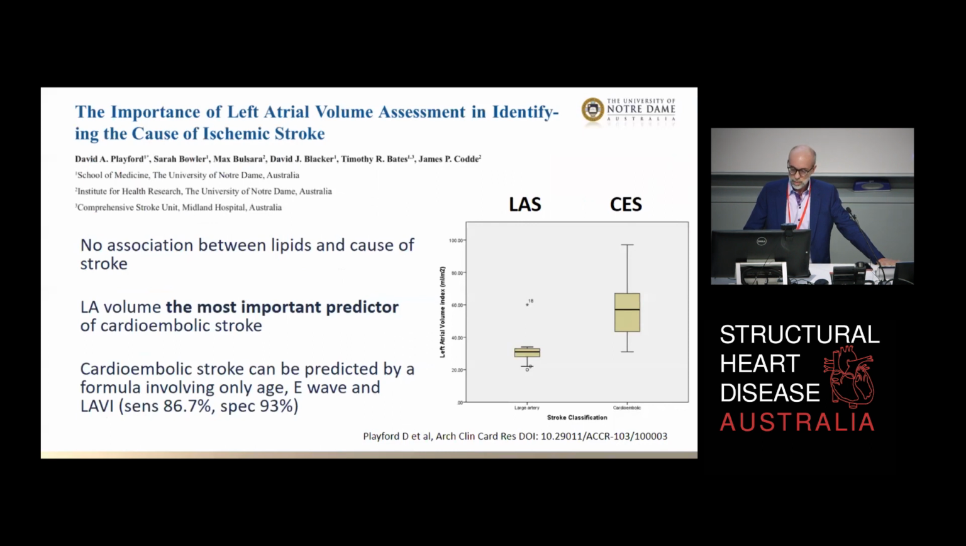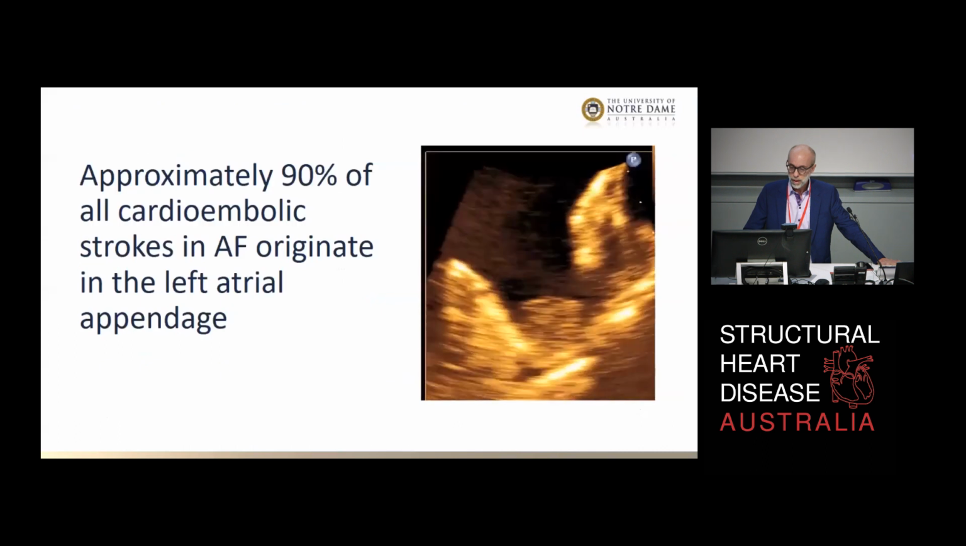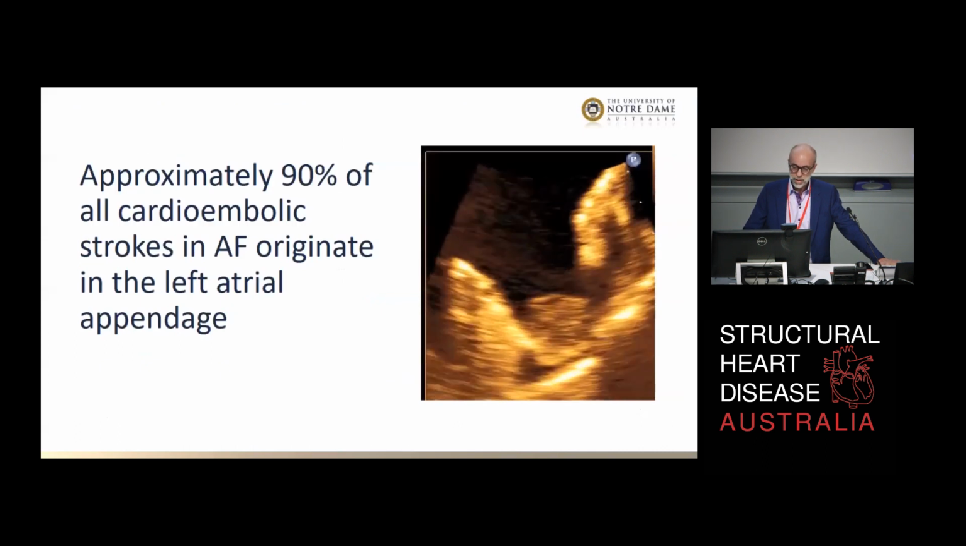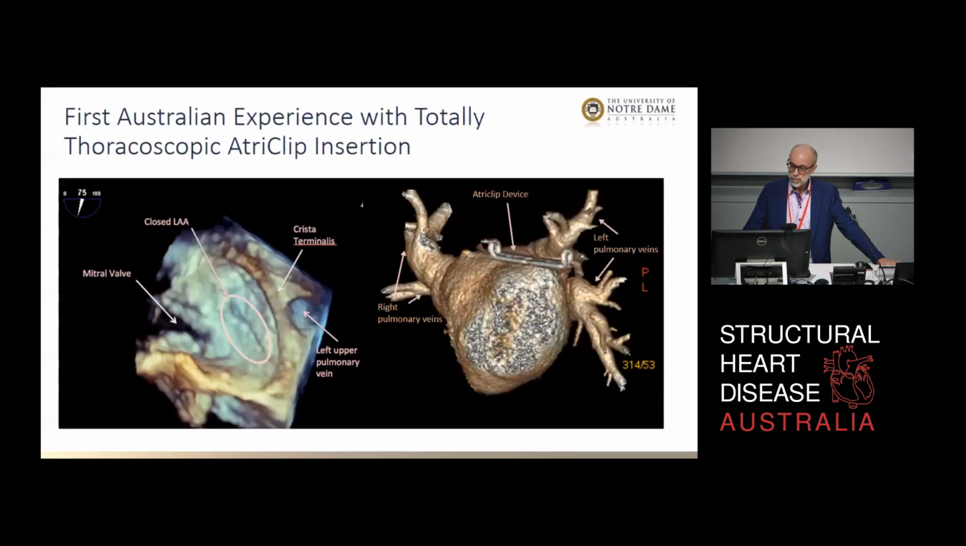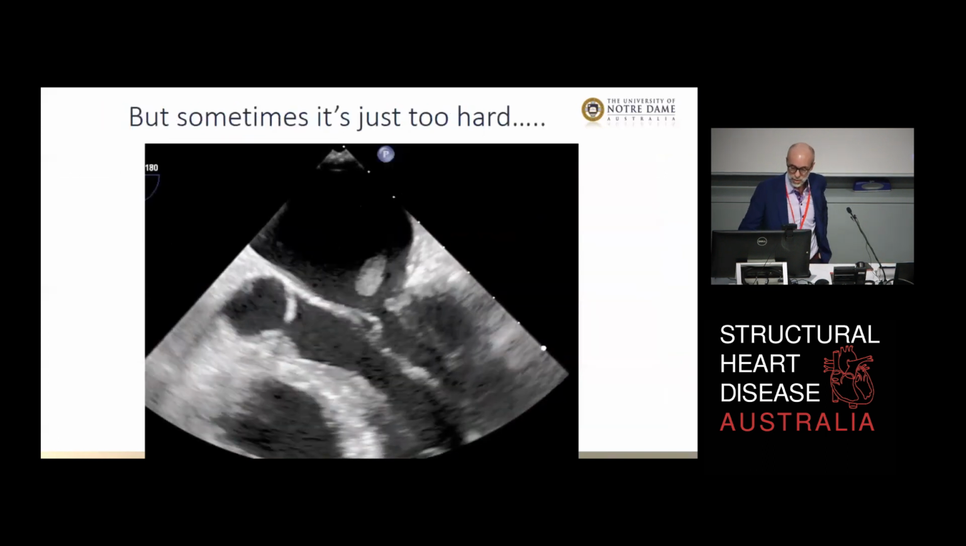Of course, as Lisa mentioned, the risk of cardiometabolic stroke is associated with left atrial volume, and we know that that's related to thrombus in the left atrial appendage. You'll hear some interesting stuff from Pragnesh Joshi later on today, and I'm giving you a snapshot here. This is our data for the Cardiac Society, which is using total thoracoscopic insertion of the atrial clip.